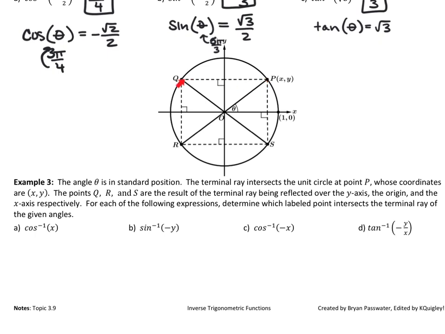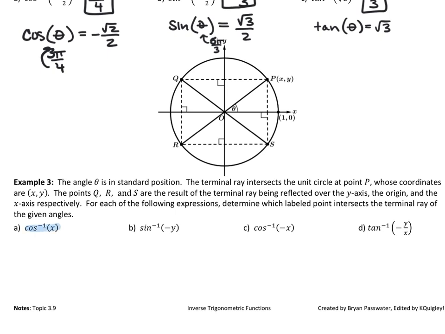The points P, Q, R, and S are the results of the terminal ray being reflected over the y-axis, the origin, and the x-axis respectively. For each of the following expressions, determine which labeled point intersects the terminal ray at the given angles. Okay, first of all, let's understand what's happening here.